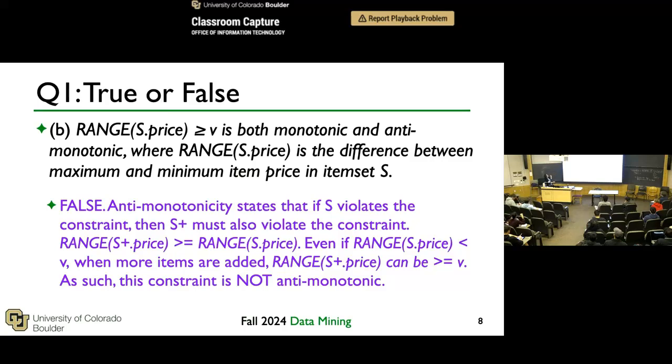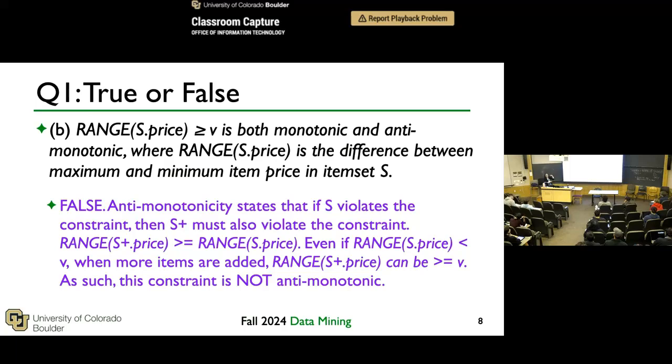Now anti-monotonicity says that S violates, so that means the current S, the range is less than V, violates. But then because my range would increase, even though currently it violates, I cannot guarantee the superset would also violate, okay? So this is the example why I say this is not anti-monotonic, and that's why it's false, okay? But let's do a little bit extra. So you don't have to write it for this one though. But let's say monotonic.